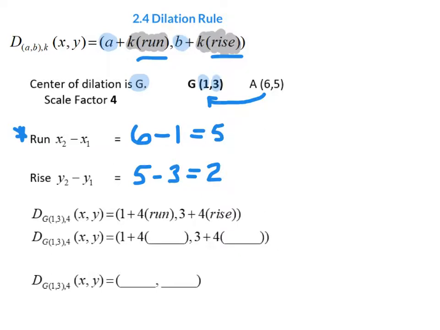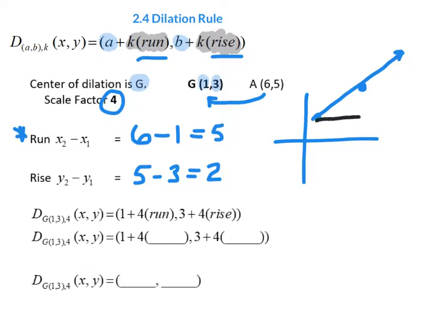So again, let's get a little picture of what this might look like. Here we are at 1 and 3, and here we are at 6 and 5 over here. And the idea is we are going to dilate this 4 times. So you know what that means. It means runs of 5, rises of 2, and we would continue to do that on and on and on, 4 times in total. But we can do the actual math without having to draw the picture.